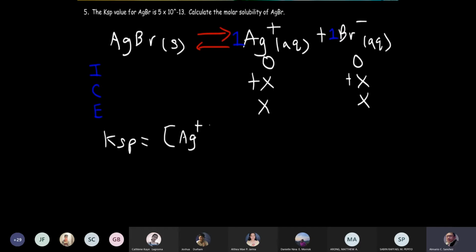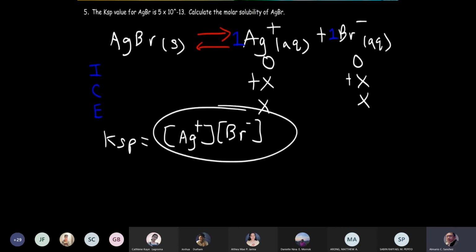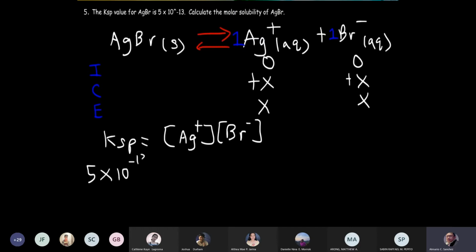So the products are Ag plus and Br minus. The reactant is AgBr. However, you cannot include any liquids or solids in the equilibrium expression. So this is the KSP expression for this example. Now, KSP for AgBr is 5 times 10 to the minus 13. The concentration of Ag plus is X, and for bromide it's X as well. So X times X is X squared.